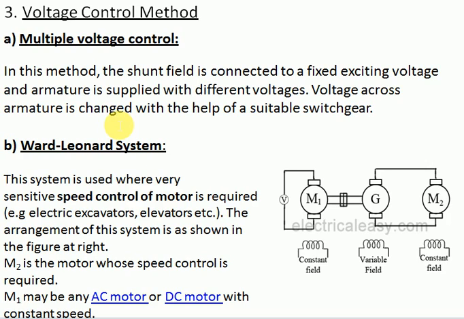And what is the Ward-Leonard system? The system is used where very sensitive speed control is required, for example electric excavators and elevators. The arrangement of this system is shown in the figure. M2 is the motor whose speed is to be controlled. M1 may be an AC motor or DC motor with a constant speed.